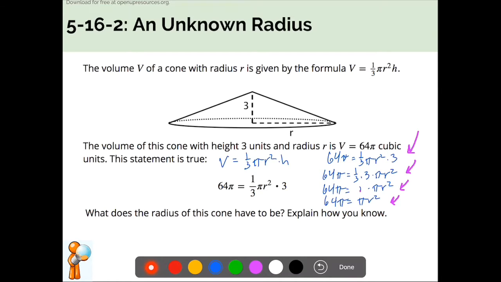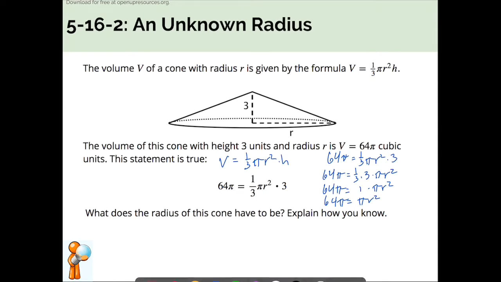And then going down to my next steps, I can divide both sides by pi. You might not have to do this if you can reason through what the radius is, but as one step you could do. And then I'm left with 64 equals r squared. Remember, this is just like an equation, and you're trying to get r by itself. And I know that 8 squared equals 64, so my radius needs to be 8. Okay, so that one works out that problem.